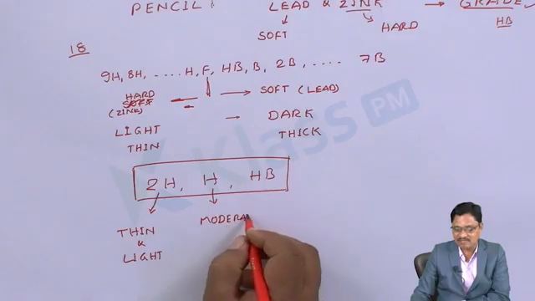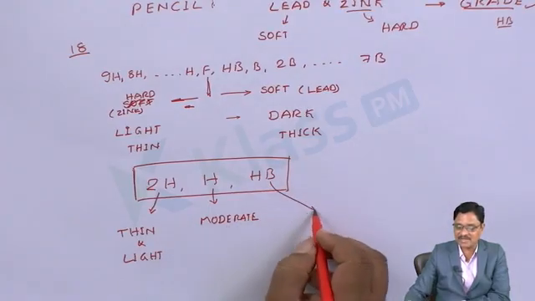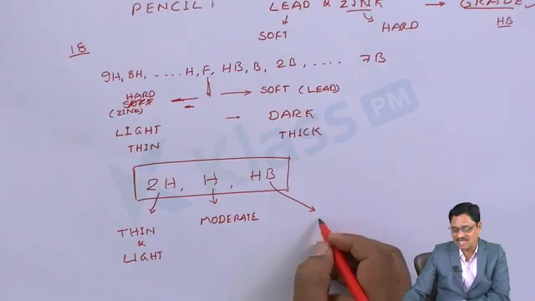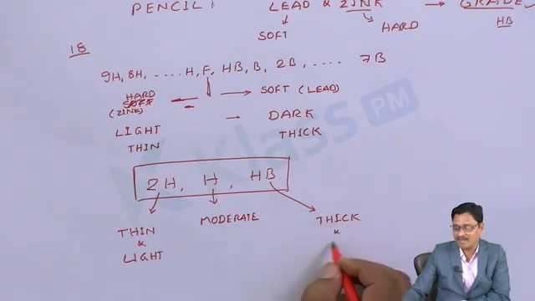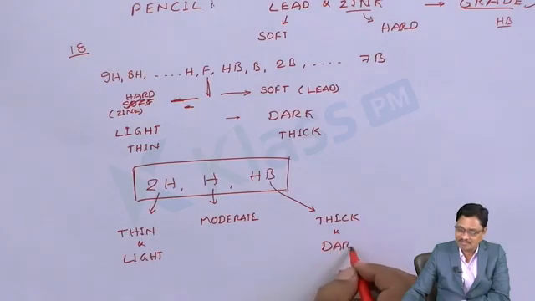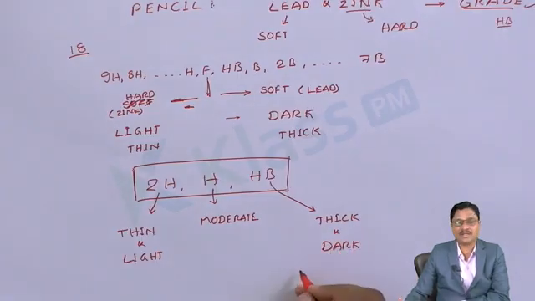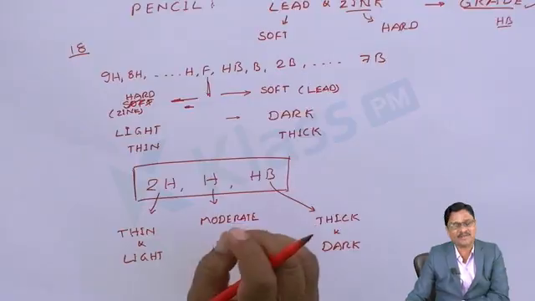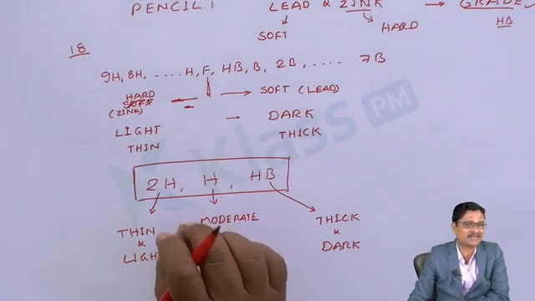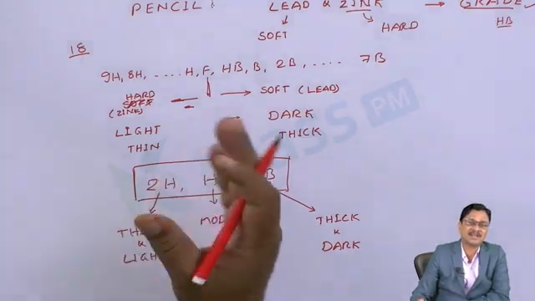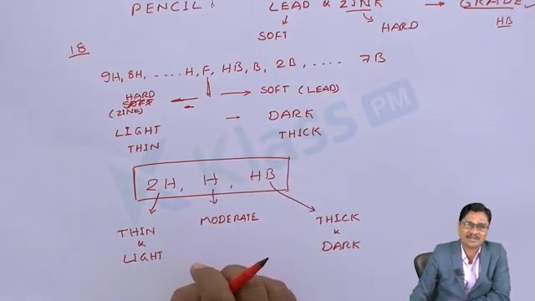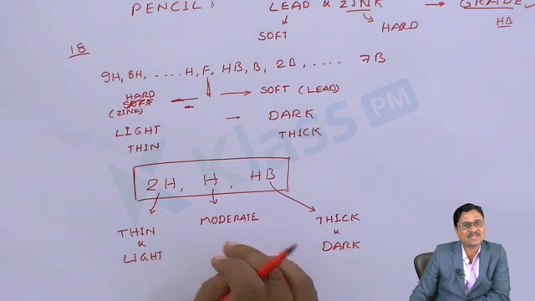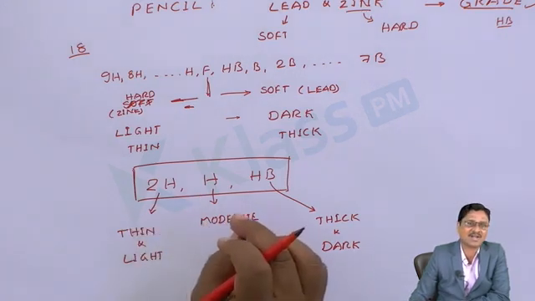Moderate lines we can use, whereas with the HB pencil we can use thick and dark lines. Thick and dark, so it depends on the level. Why? Because in drawing we are totally concerned with the pencil, the line presentation on our drawing sheets, whatever the requirement needs. Sometimes our lines themselves are our language structure.